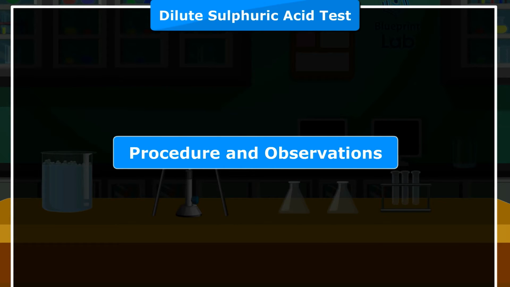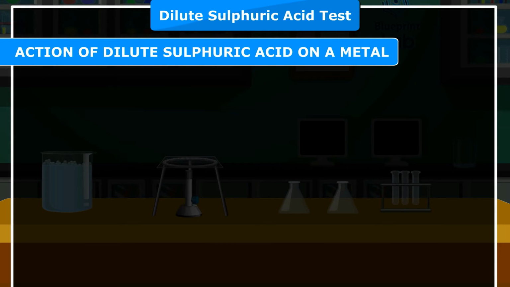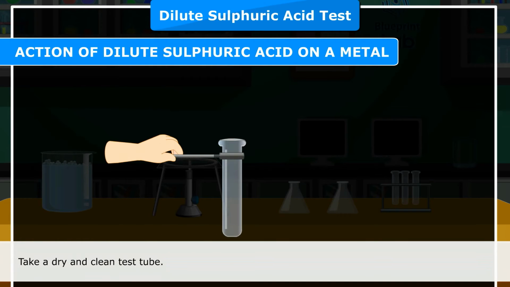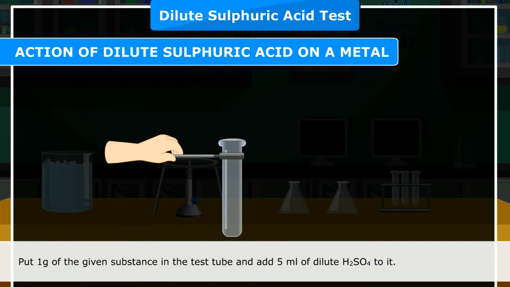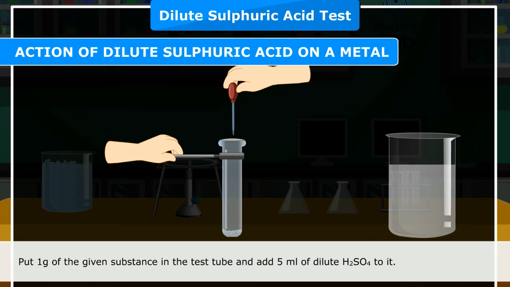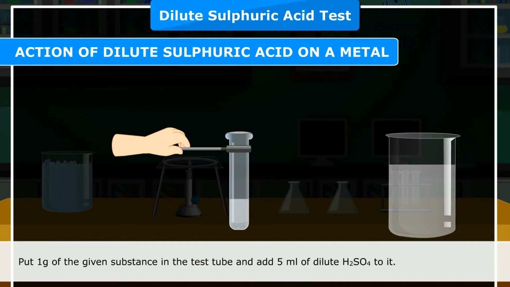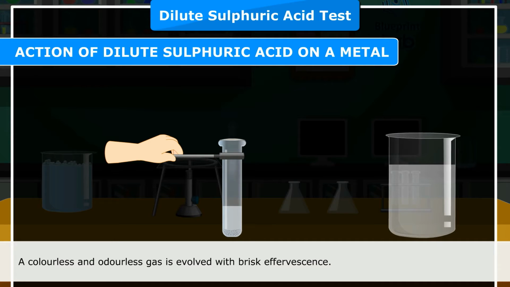Procedure and observations. 1. Action of dilute sulfuric acid on a metal. Take a dry and clean test tube. Put 1 gram of the given substance in the test tube and add 5 milliliters of dilute H2SO4 to it. A colorless and odorless gas is evolved with brisk effervescence.